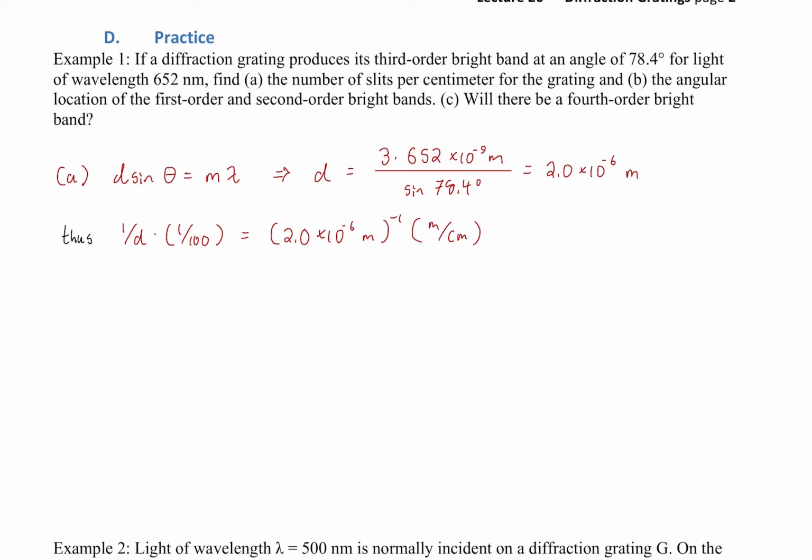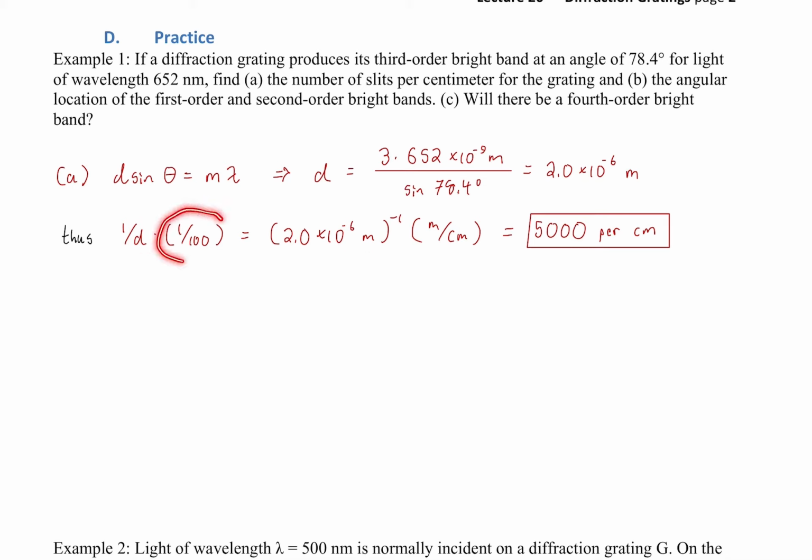These are just showing the conversions, so you can see I'm going to be left with something per centimeter. The meters cancel out, and I have centimeter. So 5,000 per centimeter. So there's going to be 5,000 slits per centimeter. Hopefully that looks good. Yeah, because I did take the reciprocal, that value there.